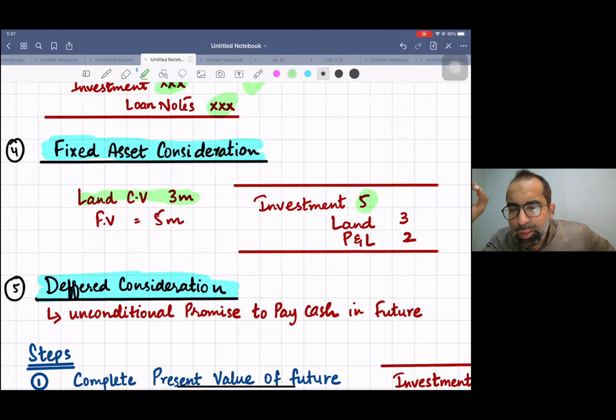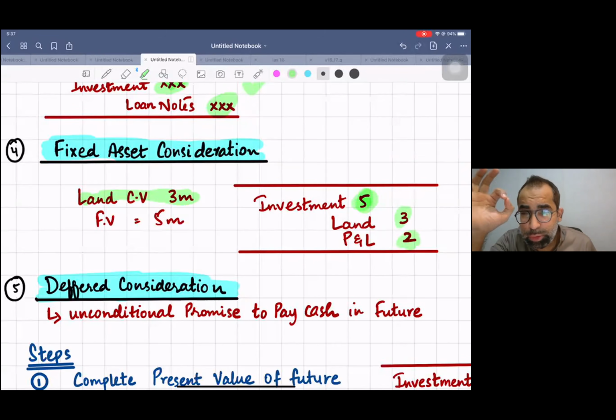So just simply think over it. The carrying value of our non-current asset was 3 million, but in return we got 5 million of shares. So obviously there is a gain on disposal of 2 million, which is to be booked in P&L. So the entry will be investment debit, land credit, as the parent company has given away the land to the S company's owners, and P&L credit.